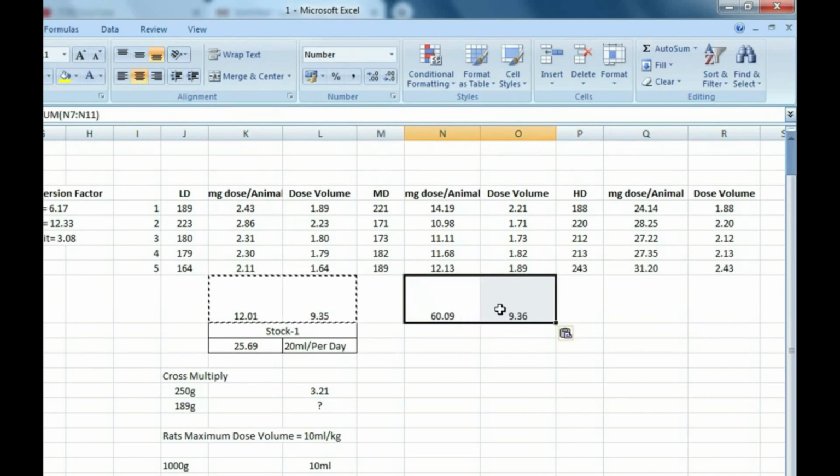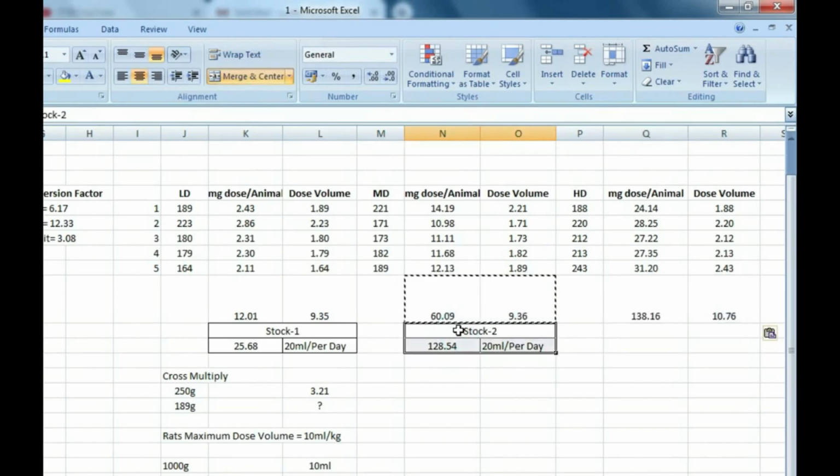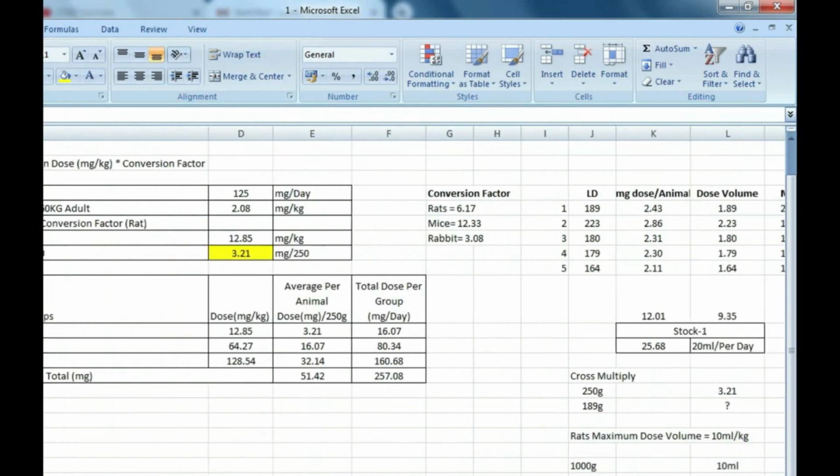Now we will do the same stock solution for the medium dose and also for the higher dose in the same manner. Now our stock solution for all concentrations is ready.